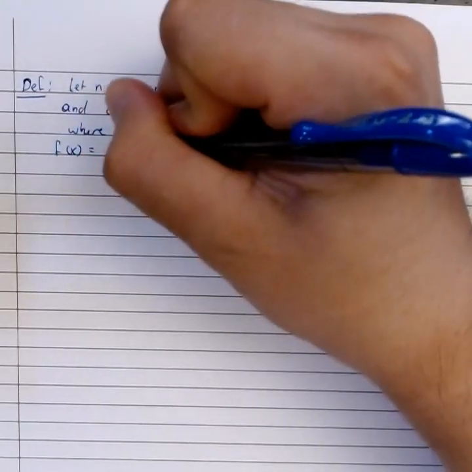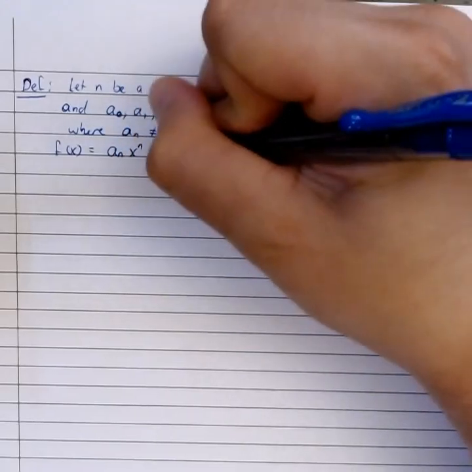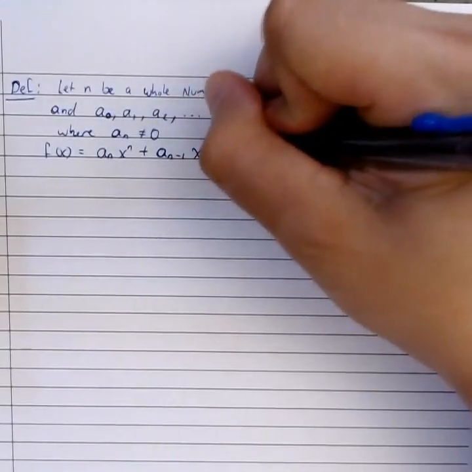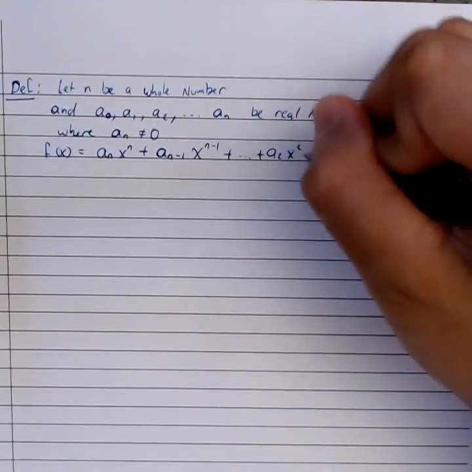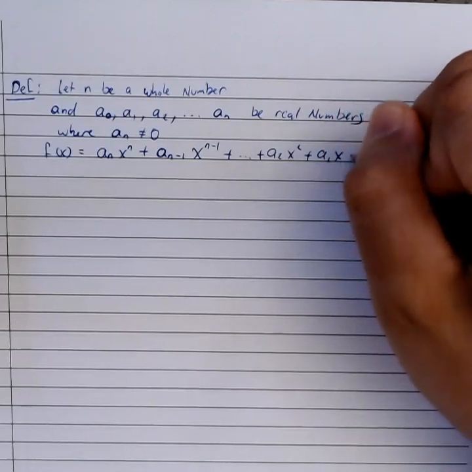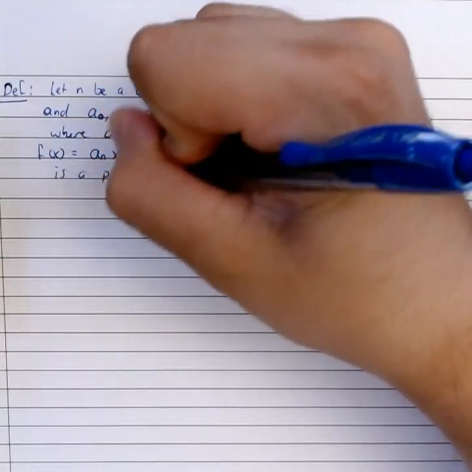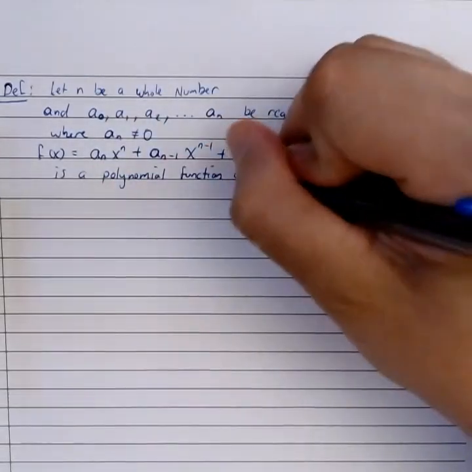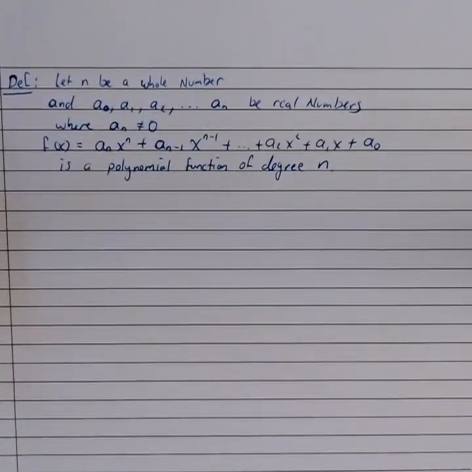The function f of x is equal to a sub n, x to the n, plus a sub n minus 1, x to the n minus 1, plus dot dot dot, plus a sub 2 x squared, plus a sub 1 x, plus a sub 0, is called a polynomial function of degree n. Okay, so a few things to mention here.